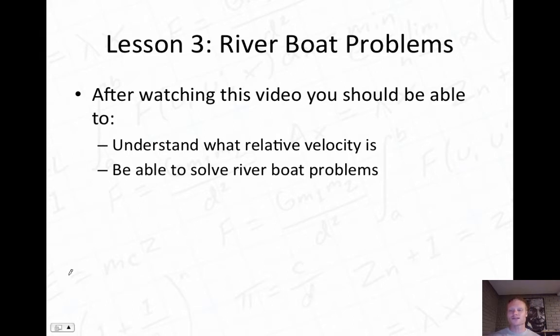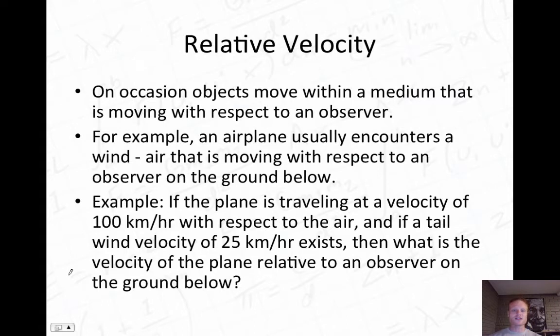So for instance, if we're watching a boat go down a river, the velocity for the people on the boat is going to be a little bit different than, say, someone who's standing on the shoreline. But we'll get into that in just a second. Let's start to take a look at some stuff.